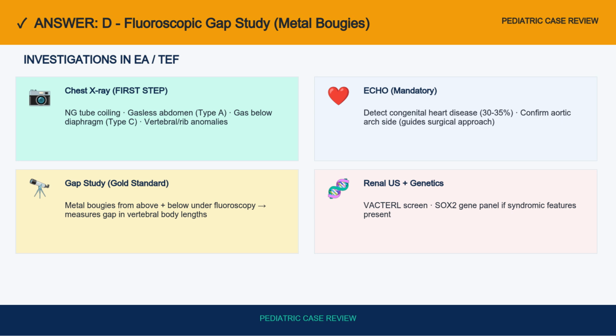Alongside the gap study, mandatory investigations include a chest X-ray as the first step, echocardiography to detect congenital heart disease in 30 to 35% of cases and confirm aortic arch side, and renal ultrasound as part of a full VACTERL screen. Genetic panel for SOX2 may be added if syndromic features are present.